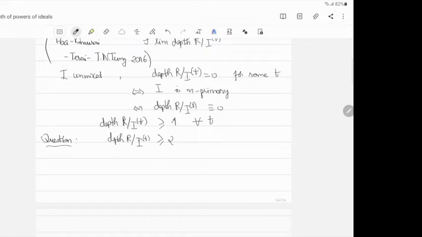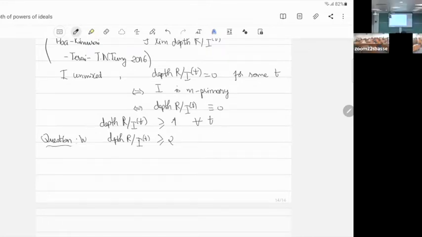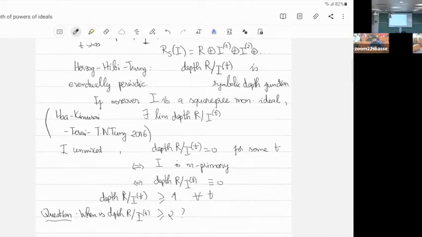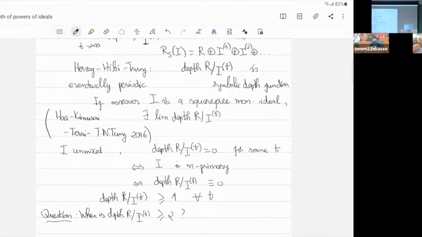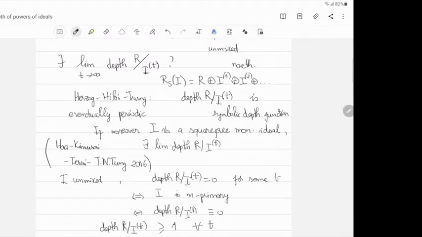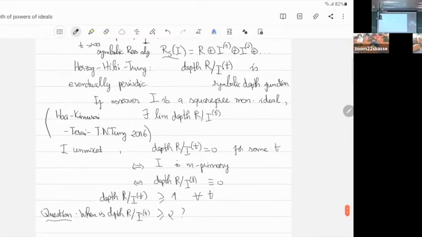Hope, can you go a little bit upstairs? Regarding the result of Herzog, Hibi, and Trung, is this regarding the Rees ring, or is this regarding R when you are defining the symbolic depth? The symbolic Rees ring is called the symbolic Rees ring. R is always a polynomial ring, and it is always not zero. The result is for the definition of the symbolic depth function, is it for RS or is it for R?